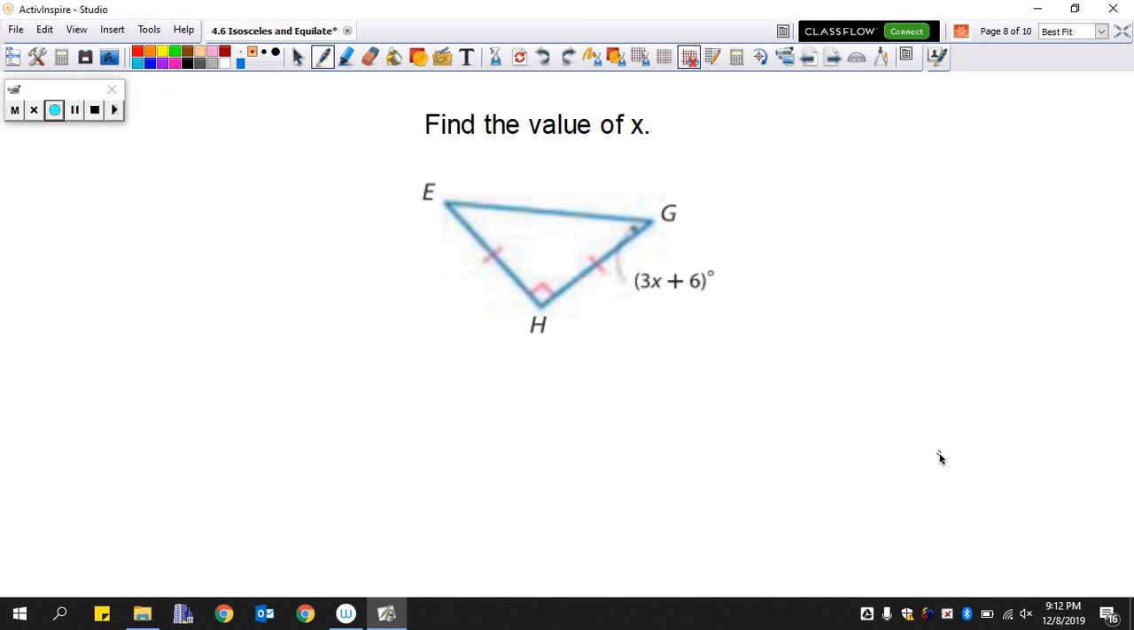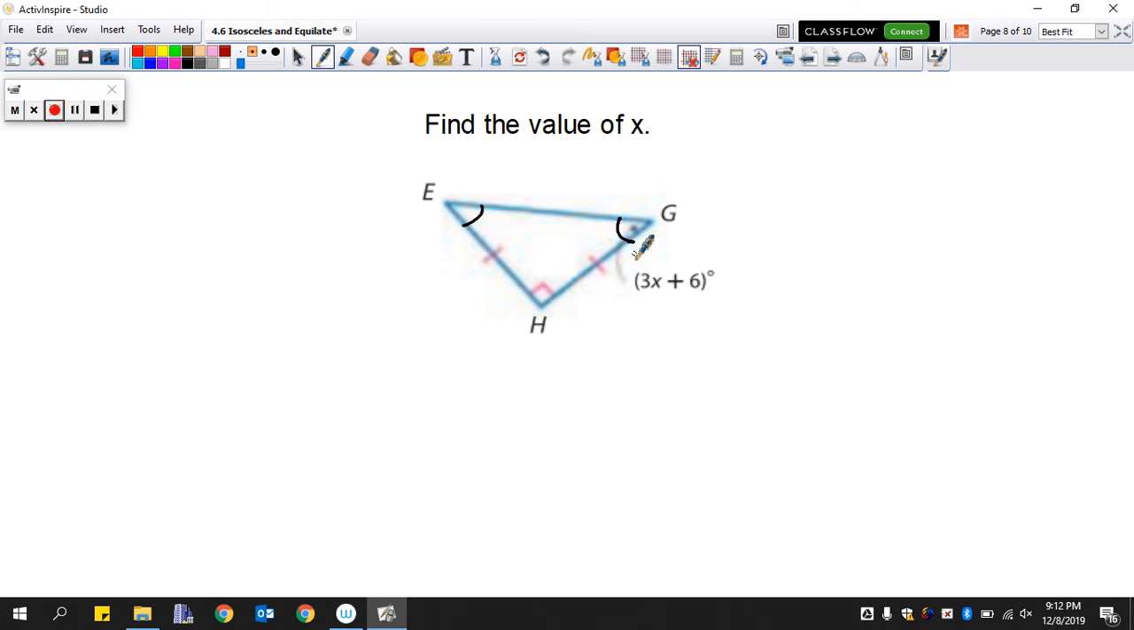All right. Once again, it says to find the value of x. We know that we have a right angle here. And we know that these two sides that make up the right angle are congruent. So that means angle G and angle E are going to be congruent as well. So we know that angle G is 3x plus 6.